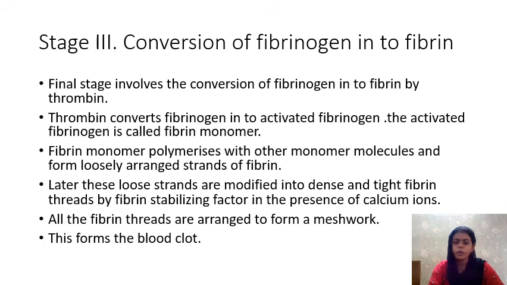The fibrin monomer polymerizes with the other monomer molecules and forms loosely arranged strands of fibrin. Later, these loose strands are modified into dense, tight fibrin threads by fibrin stabilizing factor in the presence of calcium ions. All the fibrin threads are arranged to form a meshwork.